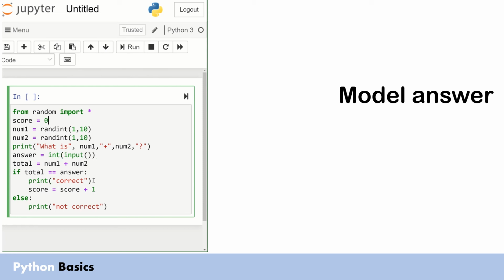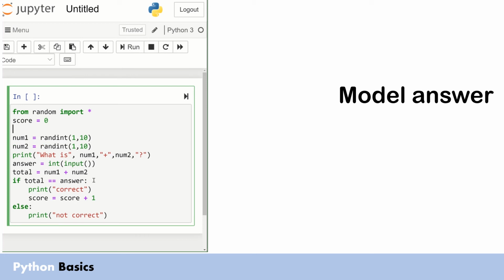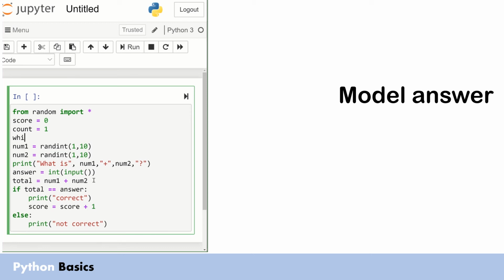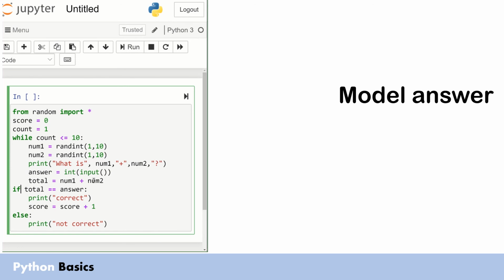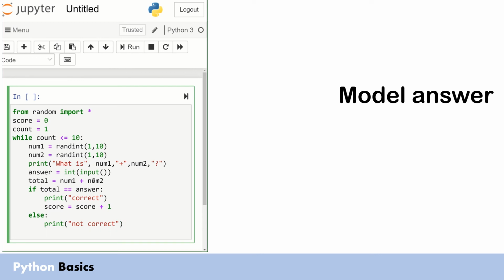The next thing I need to do is repeat it 10 times. So to do that, I'm going to have a count, which starts as 1, then go while count is less than or equal to 10. And I'm going to put all this code inside it. So all this is what I want to repeat. So now I've got my quiz essentially, which will ask 10 simple addition questions.